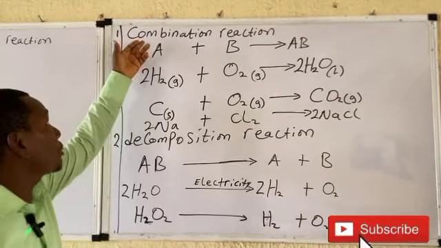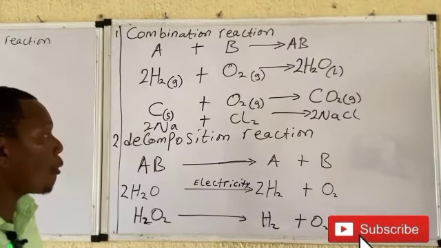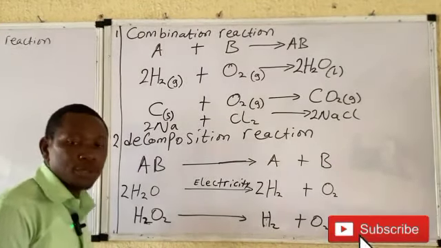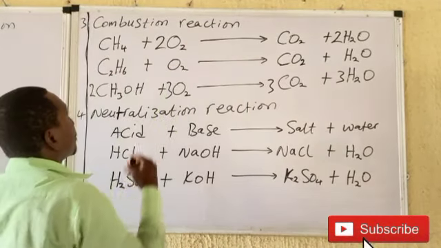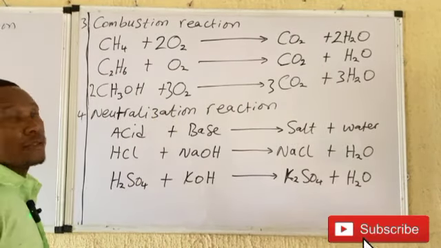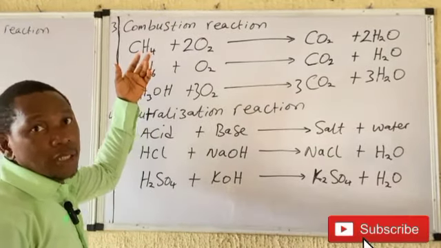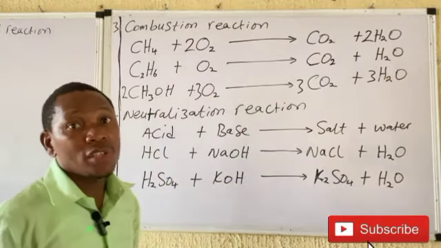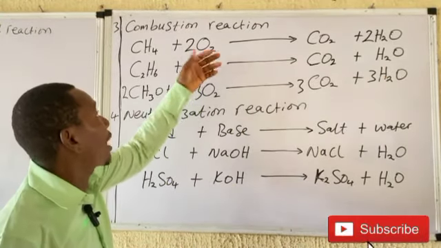We have explained combination reaction and decomposition reaction. Let's talk about combustion reaction, which we have on the board. Now let's take a look at number 3, combustion reaction. Combustion reaction involves oxygen reacting with a compound to form carbon dioxide and water, and you can always balance the reaction. So if you look at the case, the reaction is already balanced.